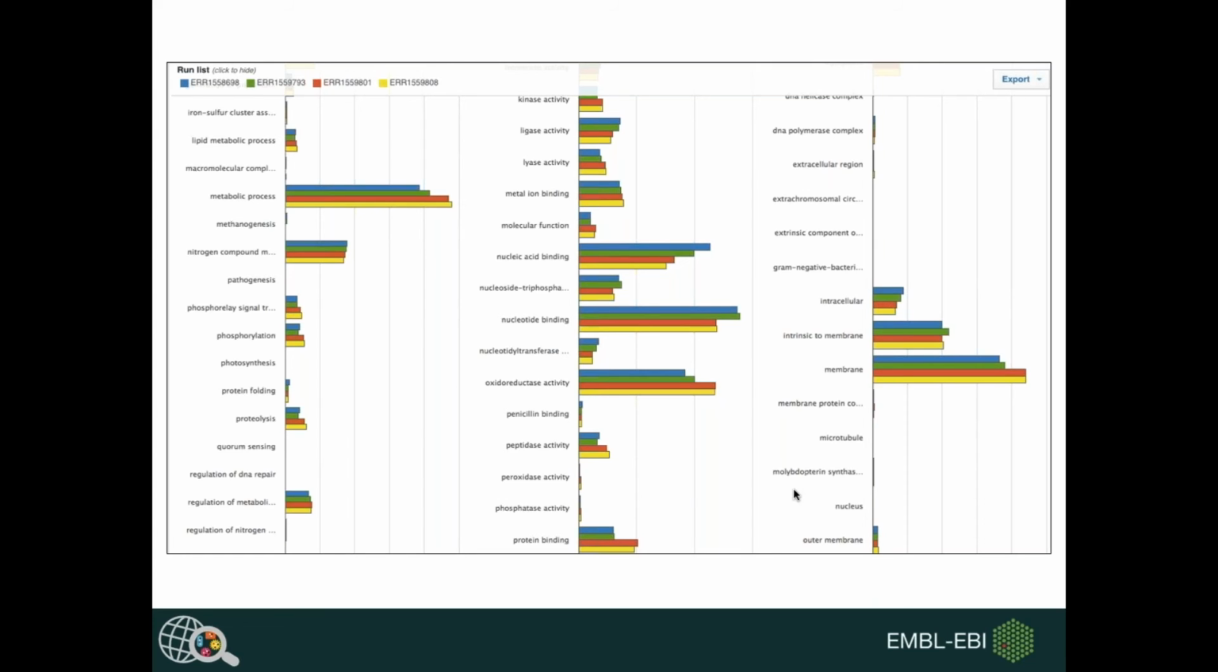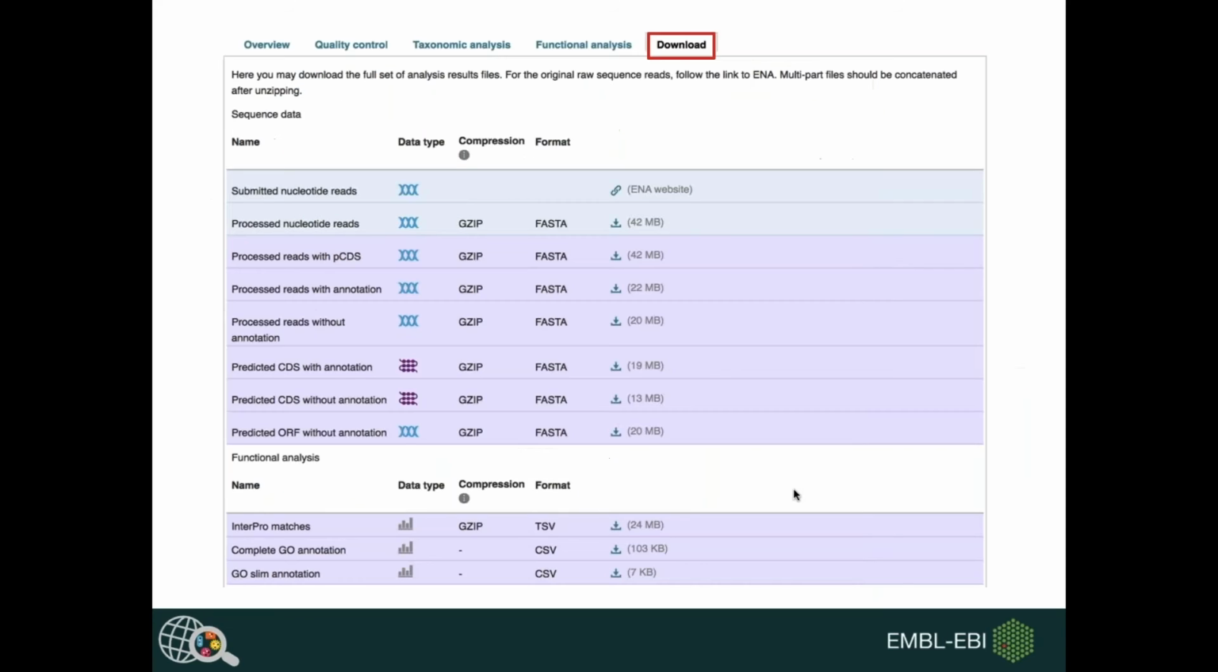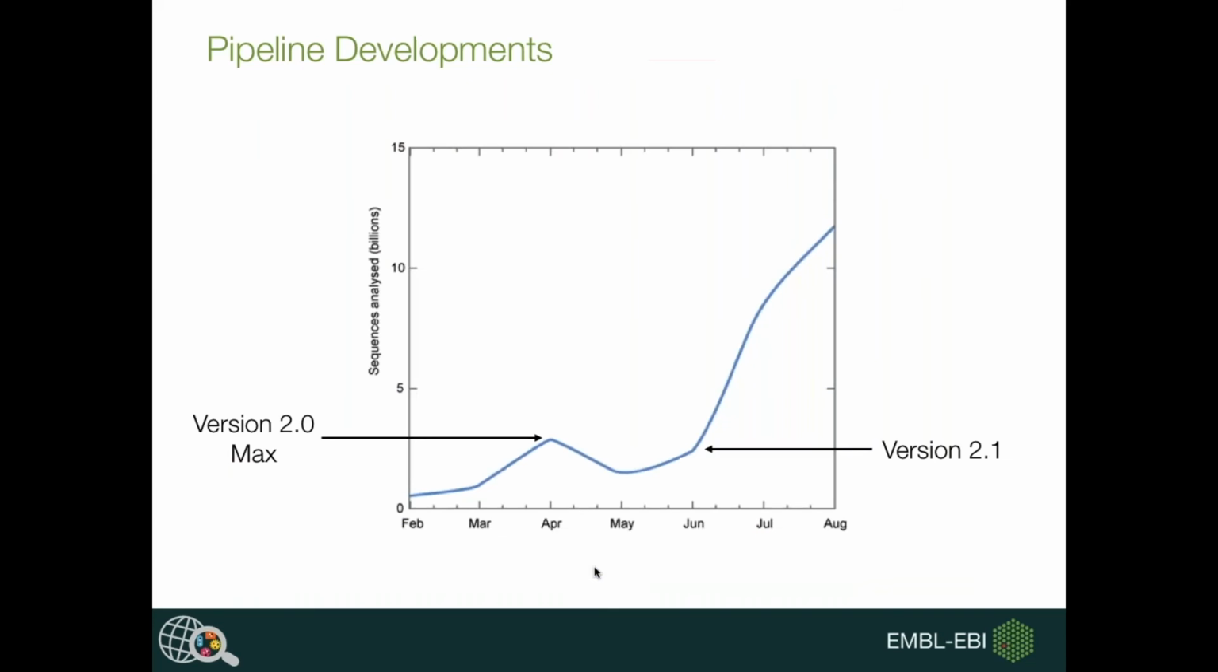We recognize that that doesn't address all users' needs, and people want to do lots of different things. So we also try and make all the files that we can available for download. So here you can get to the submitted reads for this particular run on the ENA website. You can download all the processed reads with or without annotation. You can download the 16S to do your own taxonomic predictions, all the InterPro matches, the complete GO annotation, the slim GO annotation, and so on. And these are quite small files. You can download them, take them away, and open them in other programs, editors, and so on. So that's essentially where we were at about 18 months ago.